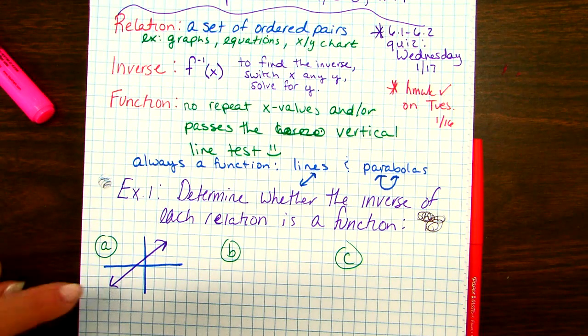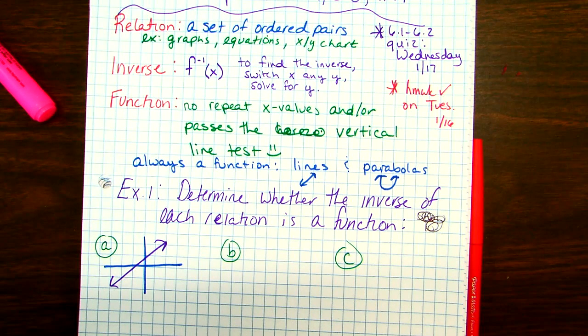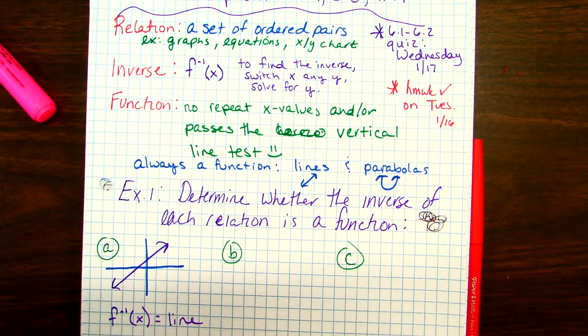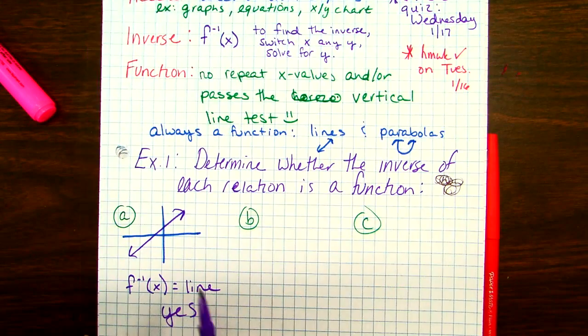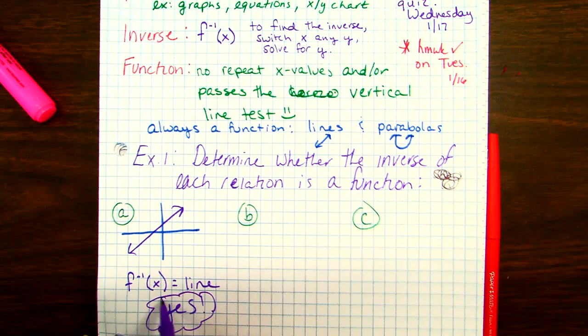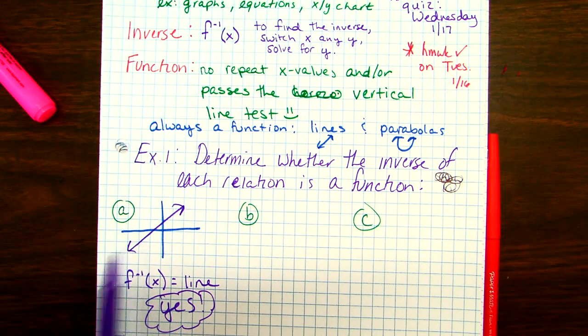But is the inverse of this relation a function? And the answer is yes. The inverse of all lines is still a line. So again, something else to memorize. If you flip all of these x's and y's and graph them again, you just have another line, and all lines are functions. So let's not get confused between the three different words.